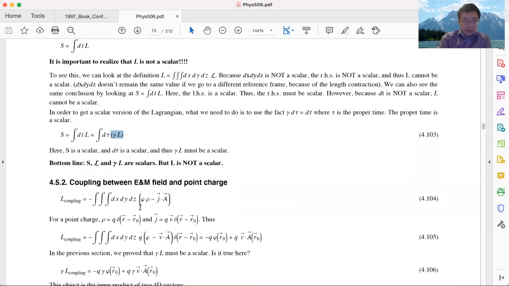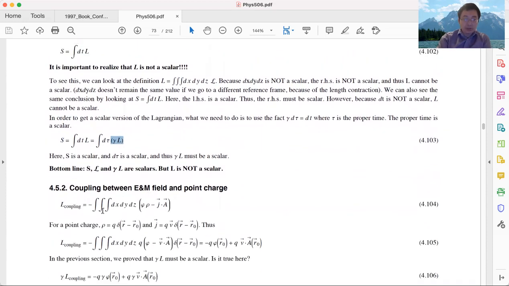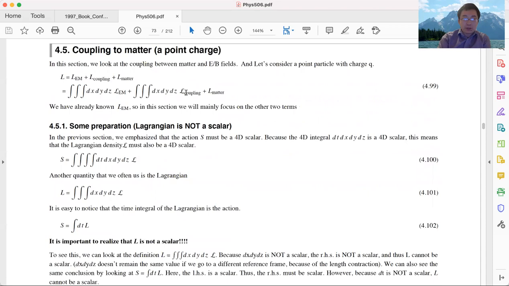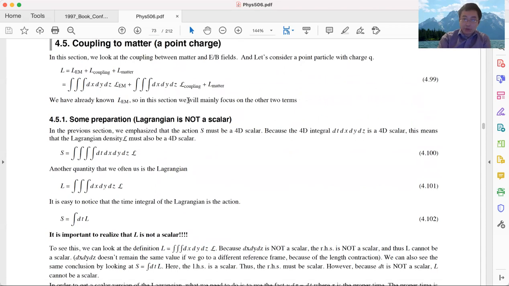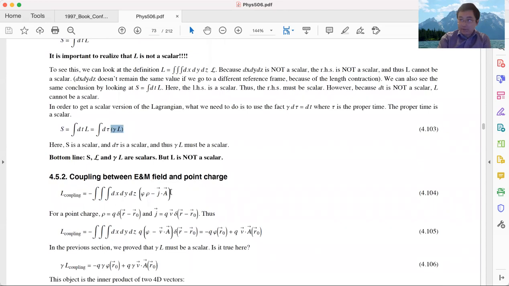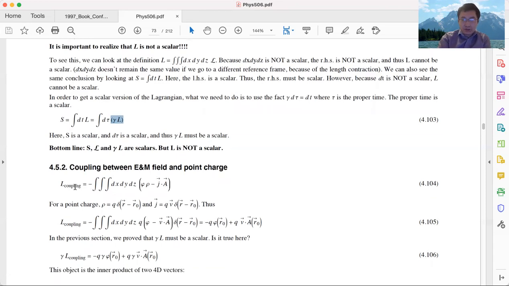So now let's look at the coupling part first. For the coupling part, we already know that the coupling between the E and M field and the matter is this: scalar potential times charge density minus charge current density dotted with vector potential, with a minus sign in front. So this is a Lagrangian density, and if we want a Lagrangian, we do a dx dy dz integral. The dx dy dz integral, a volume integral of the Lagrangian density, is my Lagrangian. So this is the Lagrangian for the coupling part.